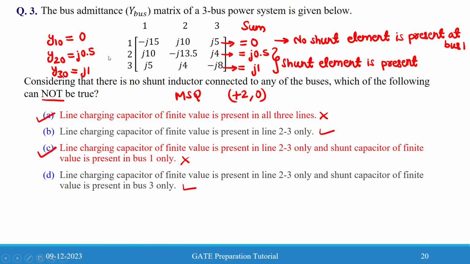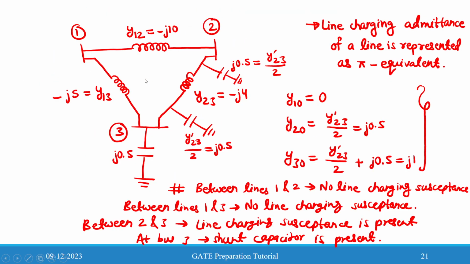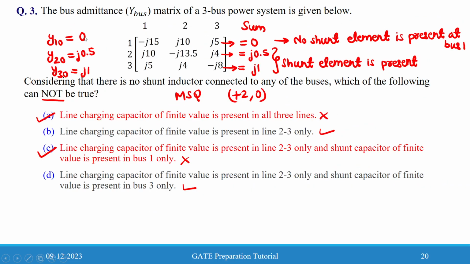The next question is that, I think I have not written down the year here. So this question is that the bus admittance matrix of a 3 bus power system is shown below. Considering that there is no shunt inductor connected to any of the buses, which of the following cannot be true? And it is of 2 marks. So in this problem, you have to tell which of the following is not true.